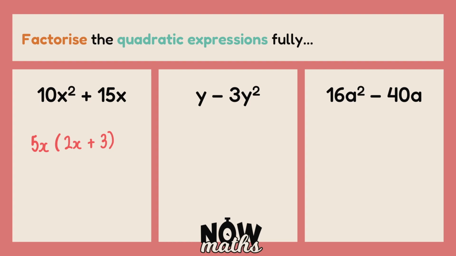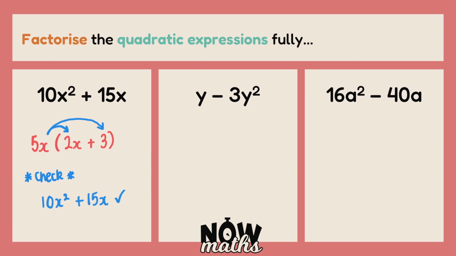When we've factorised, it's usually a good idea to check our answer, and we can check by expanding the answer back out and making sure that we get what we started with. So starting off with 5x multiplied by 2x, we get 10x squared, and then 5x multiplied by 3 is 15x. This is the exact same as what we started with, so our answer is correct.